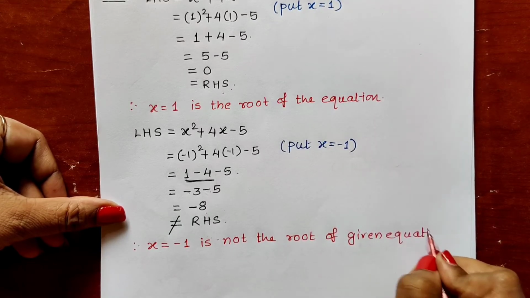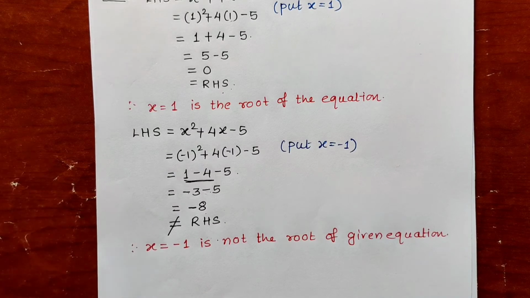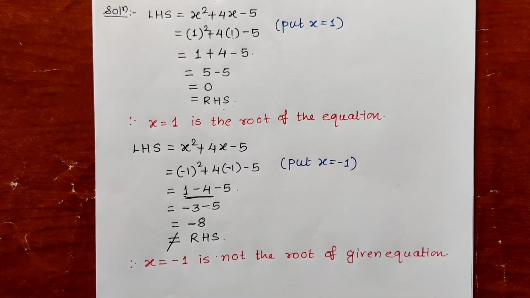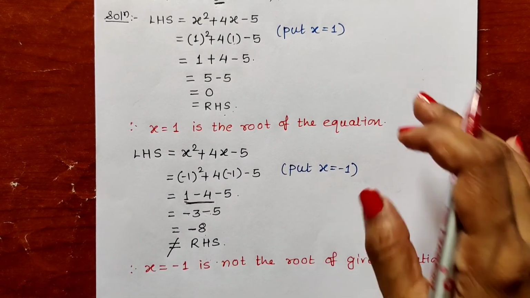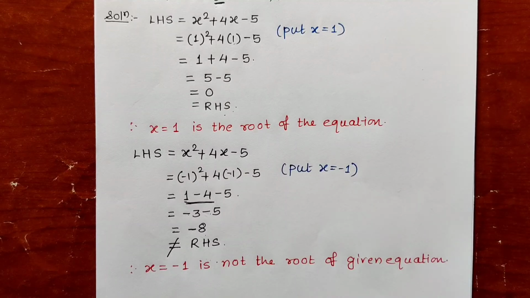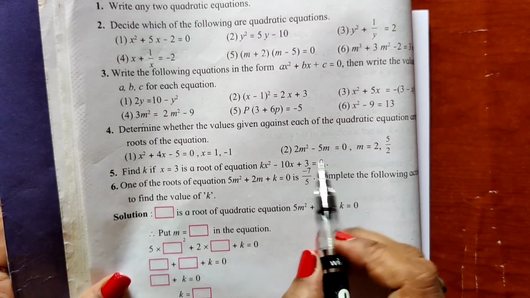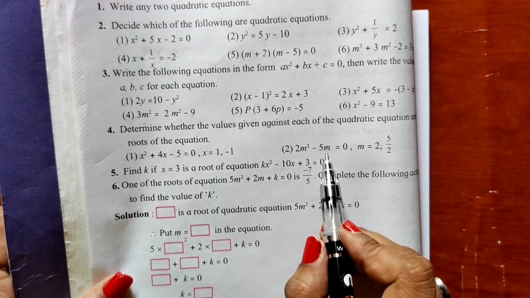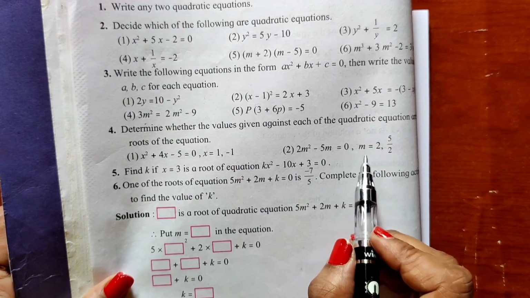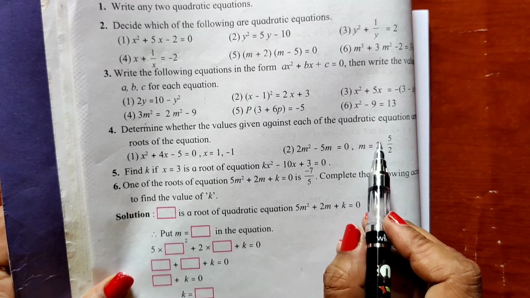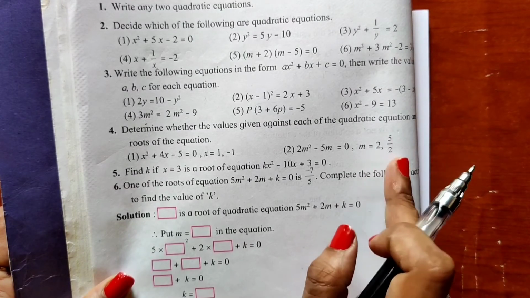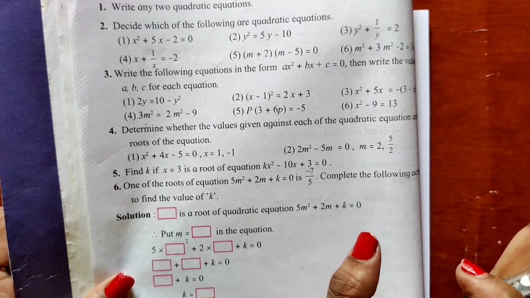In this way we will have to check whether the value of the variable is the root of the given equation or not. This full solution is visible properly now. Now let us go on to the second sum. In the second sum, we are given the equation 2m square minus 5m is equal to 0 and the values of the variable are m is equal to 2 and 5 upon 2. We will have to check whether these two values are roots of the equation or not.